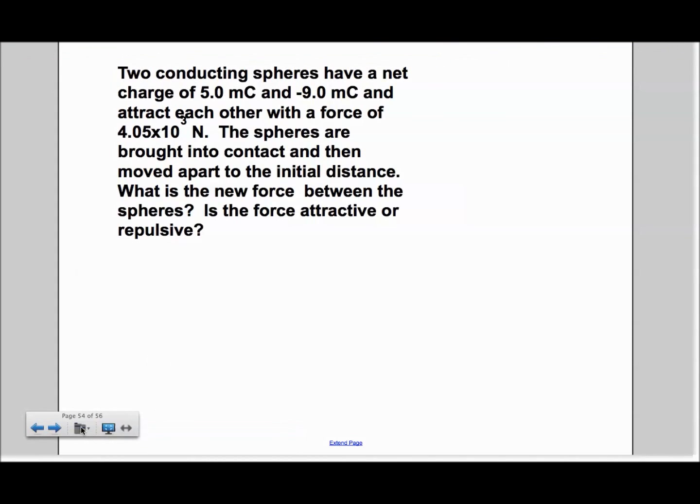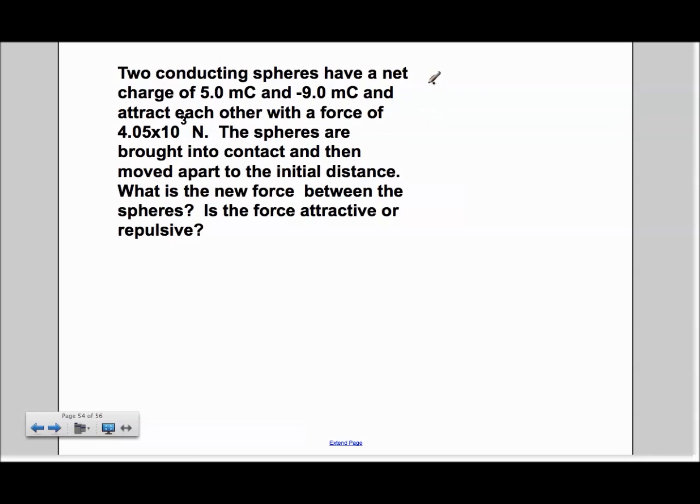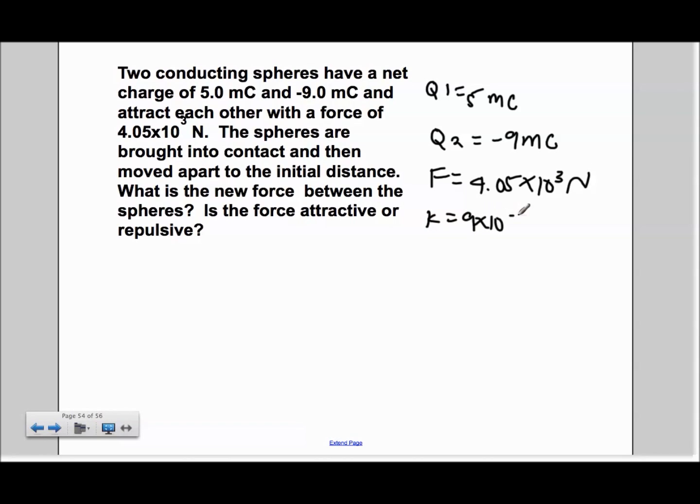We start by listing what we already know. For this particular problem, we know that Q1 is equal to 5 millicoulombs. We also know that Q2 is equal to 9 millicoulombs. And we know that force is equal to 4.05 times 10 to the third. And we already know that K is equal to 9 times 10 to the 9 Newton meter squared over Coulomb squared.